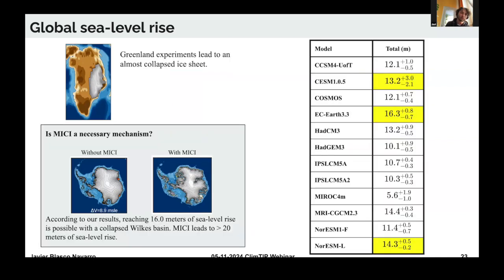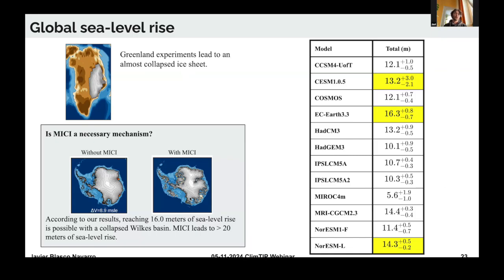If we simulate also the Greenland ice sheet, I have not shown our results on Greenland ice sheet because they almost all show a collapsed ice sheet. But if we take this into account, and we add both contributions, Greenland and Antarctic, this is what we obtain. And I want to show these 3 cases, CSM, EC Earth, and NorESM. These 3 cases are the ones that reach high stands of 16 meters. And all these cases with 16 meters simulate a collapsed Wilkes Basin.